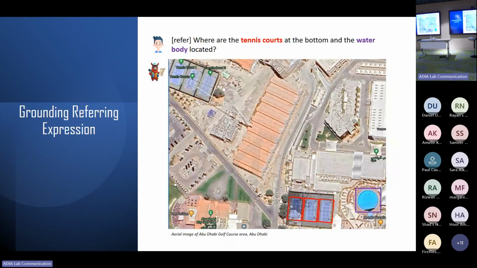This is also an image of the Abu Dhabi golf course area. The question was where are the tennis courts and also the water body. We use the refer tag, which tells the model we want to get the pinpoint location of these objects. So the model gives the tennis courts in red boxes, and in the blue box it shows there is a water body.